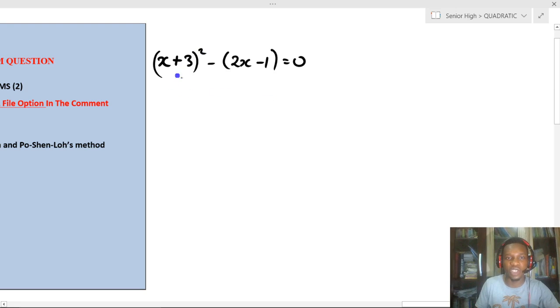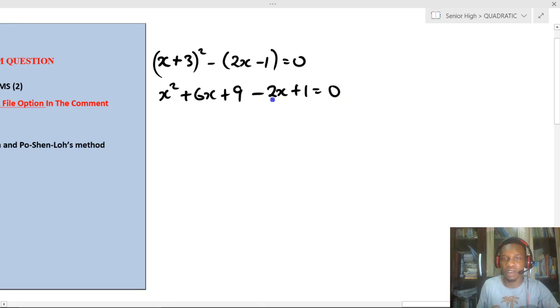x, we can open this bracket first of all. That will be x squared plus 6x, and then plus 9, minus, what's going to happen here? When minus opens this bracket, we have 2x plus 1 is equal to 0. Now, add like terms. 6x minus 2x will give us 4x. So we have x squared plus 4x, and then 9 plus 1 will give us 10, which is equal to 0. Now we can solve it from here.